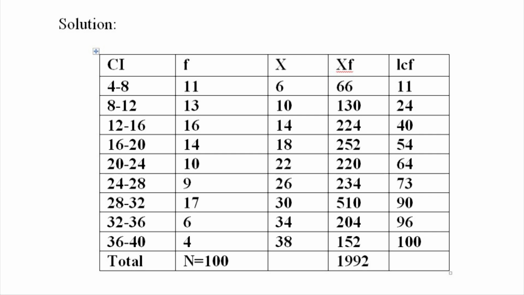Let us first tabulate the data considering first column sales in 1000 as class intervals and the number of salesmen as frequencies in the second column. The sum of the frequencies is 100. Now, for each class interval, compute the midpoint and denote it as x in the third column. The midpoint values are 6, 10, 14, 18, 22, 26, 30, 34, 38.